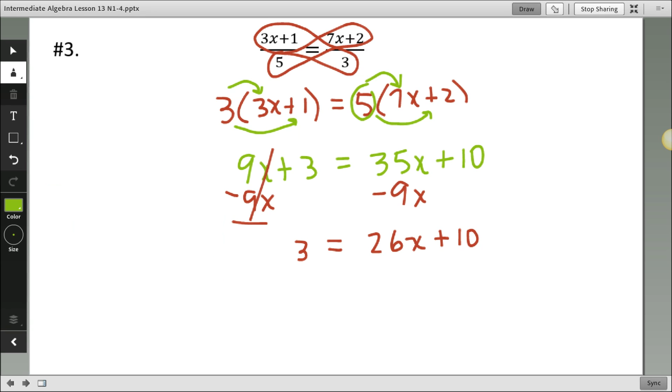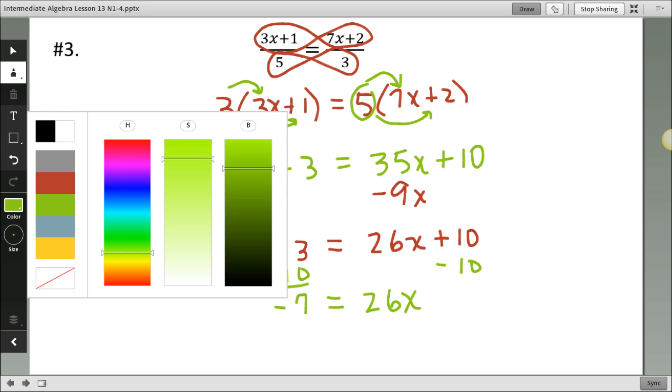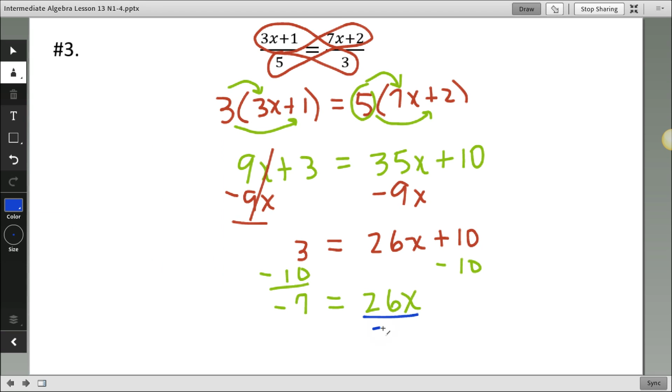If after you get past moving the variables to the same side, you don't have a 2-step equation, take a step back and see what you've done, because you probably made just a little error. So we're going to subtract 10 from each side now. That gives me negative 7 equals 26x. And last step, divide both sides by 26.